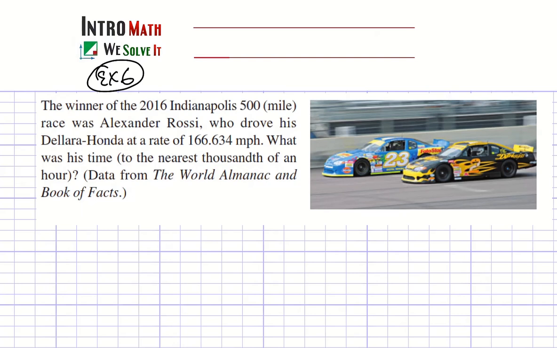So you can see this. You see what it says there? It says that the winner of the 2016 Indianapolis 500 mile race was Alexander Rossi, who drove his Dallara Honda at a rate of 166.634 miles per hour. What was his time to the nearest 1,000th of an hour? Okay, again, you see what they're doing? Now they're looking for time. So you just use that equation, substitute what is given, and you solve it. That's all.